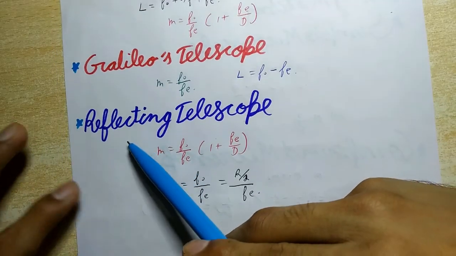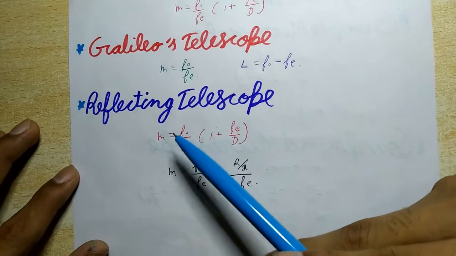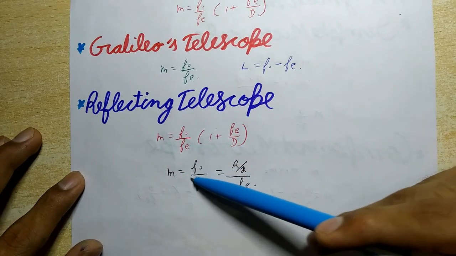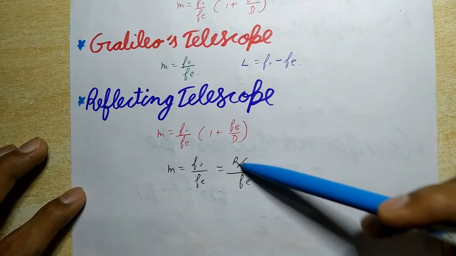And last one is reflecting telescope. m = f0/fe (1 + fe/d), and m = f0/fe = (R/2)/fe.